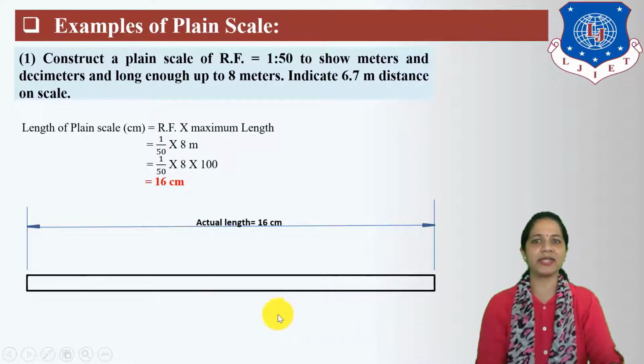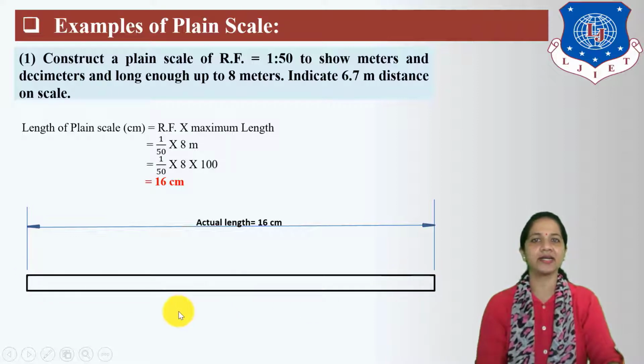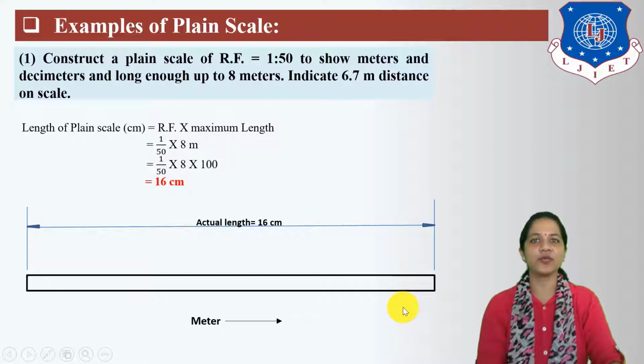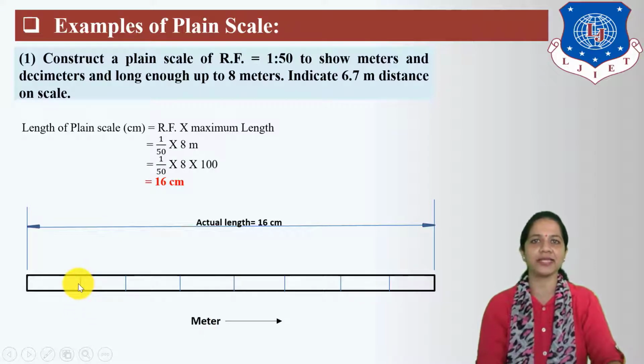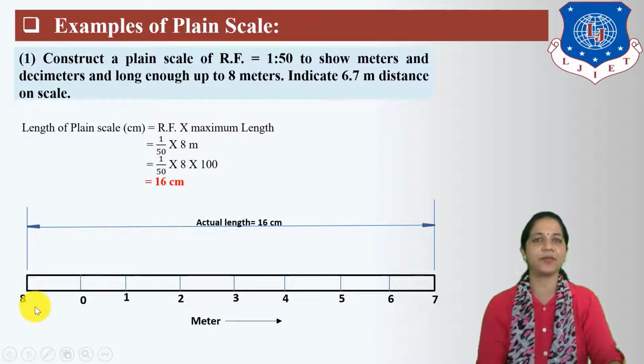Next, draw a 16 centimeter line. Take a height of approximately 0.5 centimeter, which indicates the maximum 8 meter length. Now this 16 centimeter line is divided into 8 equal parts, because it indicates the maximum 8 meter length. The size of each division is 2 centimeter. Next, mark the division points for meter. Mark the initial unit from the first division as per the drawing rule: 0, 1, 2, 3, 4, 5, 6, 7 and 8 meter.